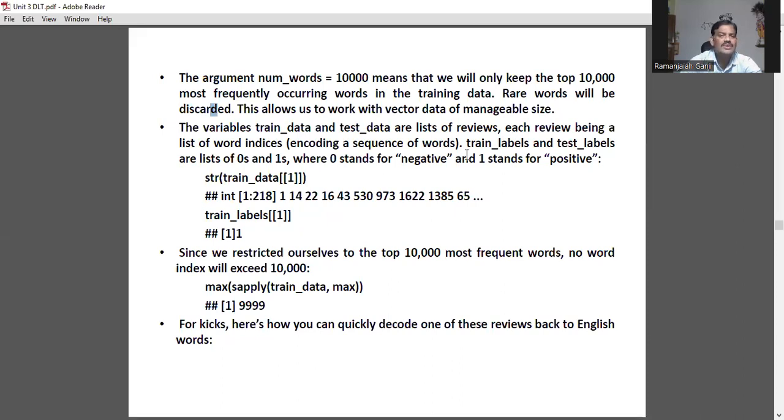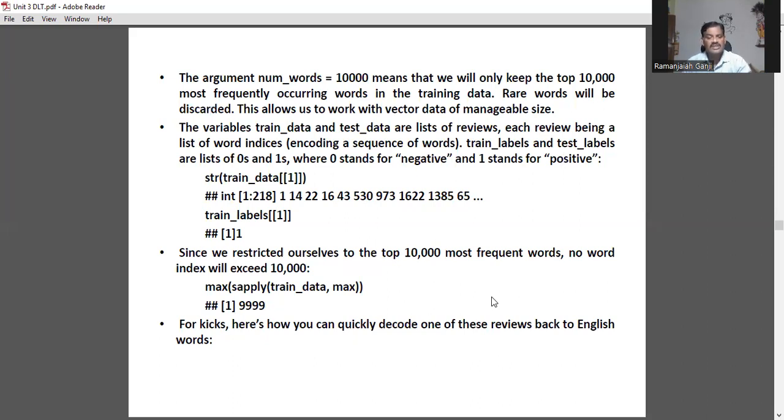Each review is a list of word indexes. Training labels and test labels are lists of zeros and ones, where 0 stands for negative and 1 stands for positive. So how many samples do we have in total? 50,000, which should have an even number of positive and negative. We are dividing the 50,000 examples into two parts: 25,000 values are used for training data and 25,000 values are for test data.